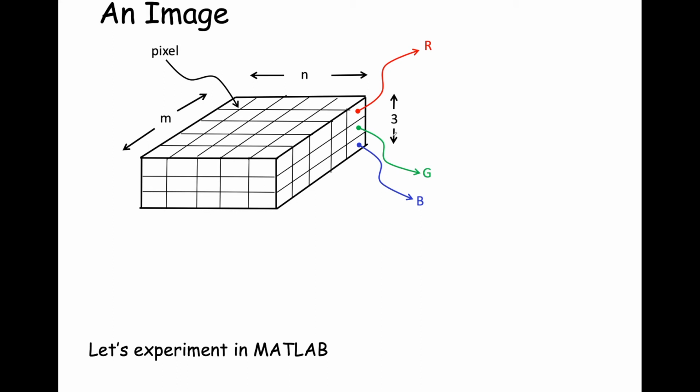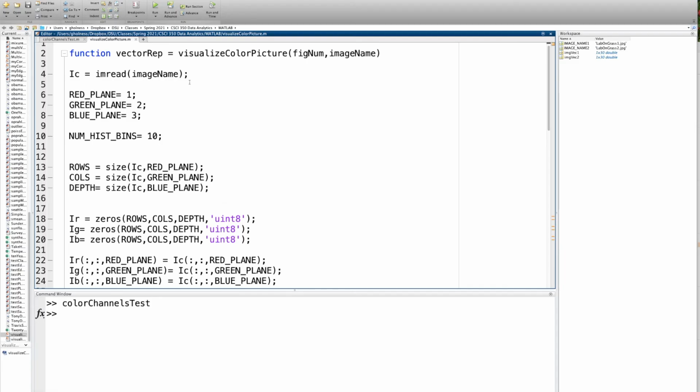I will meet you in MATLAB. So the first thing I do when I visualize these pictures, I read in the image, and I set some constants in lines 6, 7, and 8 for the red plane, the green plane, and the blue plane. And then I make some measurements. I want to know how many rows, columns, that's my m by n, and what's the depth, which is 3.